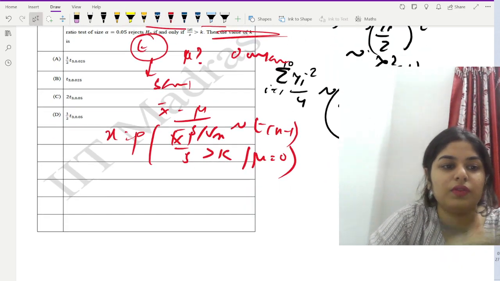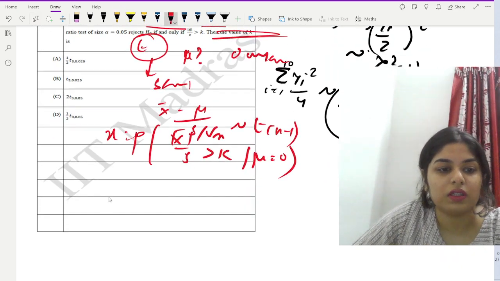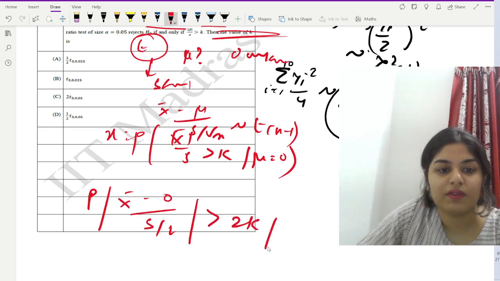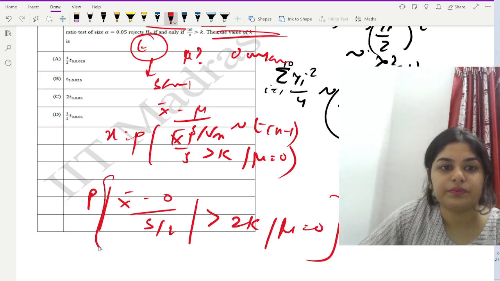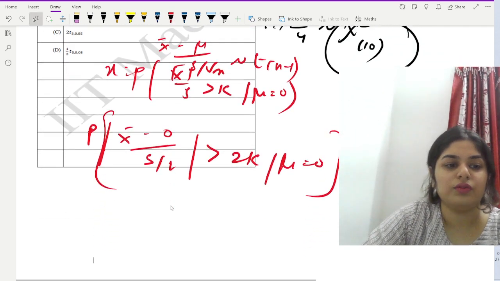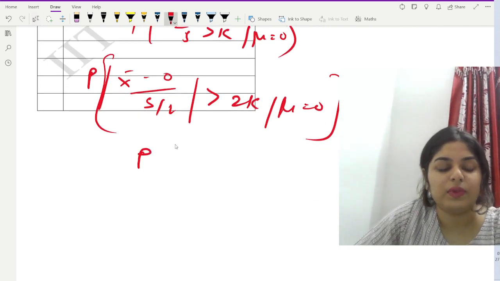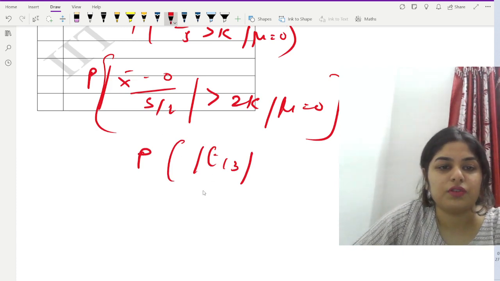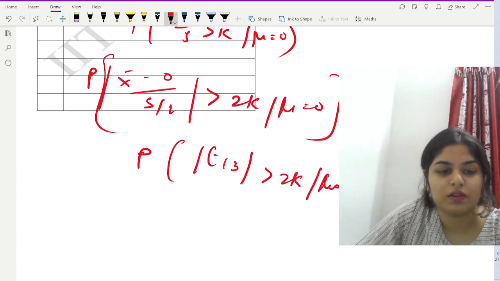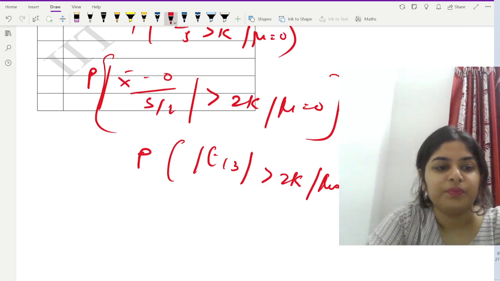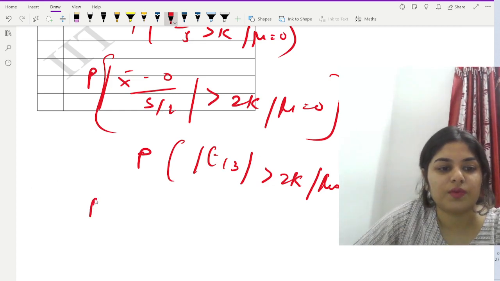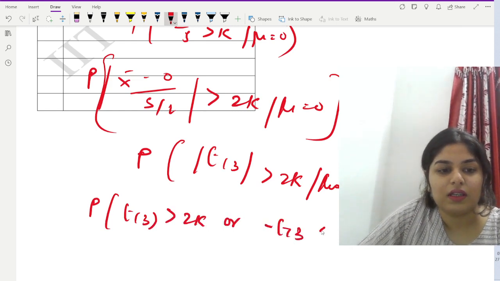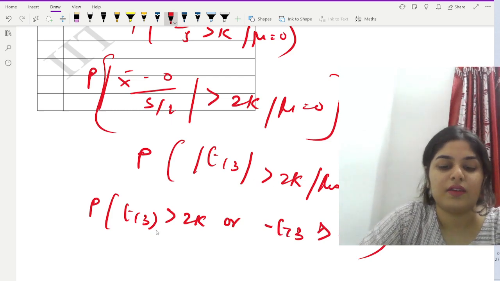So now what can we do? We can just put the values in: probability of |X bar minus 0| by (S by 2) greater than 2k given mu is equal to 0, right? So ultimately we can solve it: the distribution here is t3, so absolute value of t should be greater than 2k given mu is 0. That means both sides, so we have probability of t3 greater than 2k or t3 less than minus 2k, I can write it down like that.